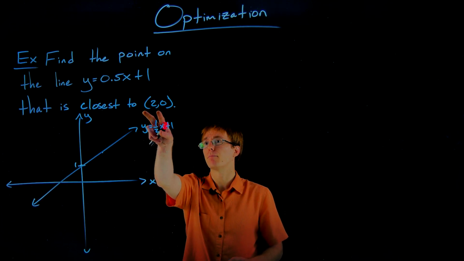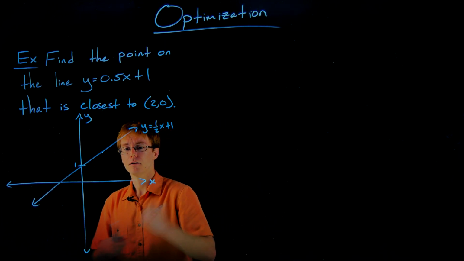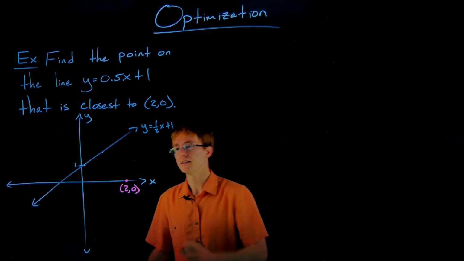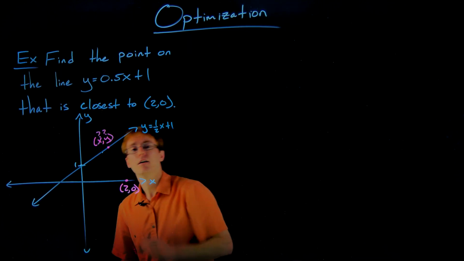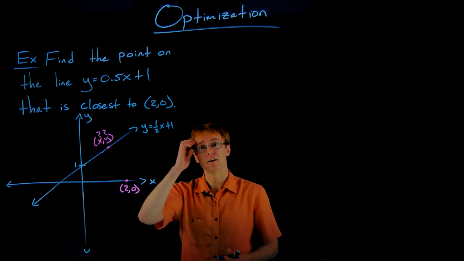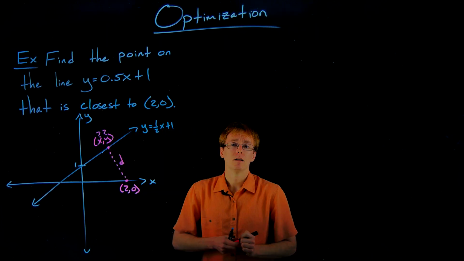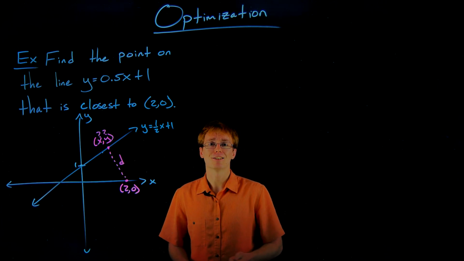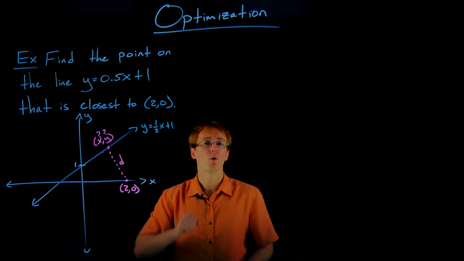And then we're trying to find the point on this line that is closest to this given point of (2, 0). So maybe our point (2, 0) is right here, and we're trying to find the point on our line, the x and y coordinates, that make the distance between that given point (2, 0) and the point we're trying to find as small as possible. By drawing this picture and reading the problem, we know what our objective is: to minimize the distance between some point on our line and this point (2, 0).